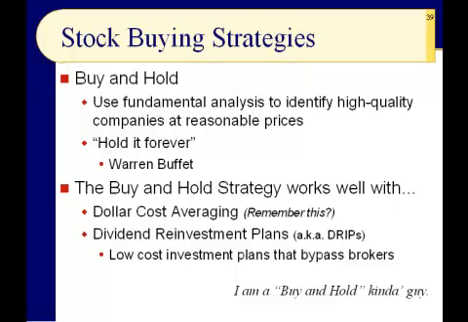The buy and hold strategy works well with dollar cost averaging. Remember dollar cost averaging from chapter 11? We'll come back to it again. And dividend reinvestment plans, DRIPs. Isn't that a great name, DRIP? Dividend reinvestment plans are a great way to buy a stock that pays dividends and reinvest those dividends back into the companies. So for example, Johnson & Johnson and General Electric and Coca-Cola, McDonald's, companies that have been around forever, pay decent dividends. You can turn around and buy more shares with the dividends.